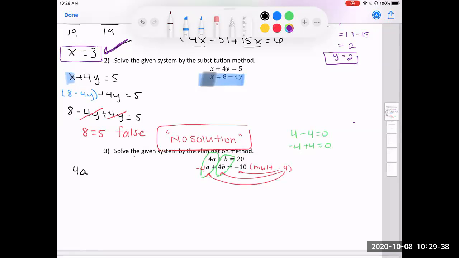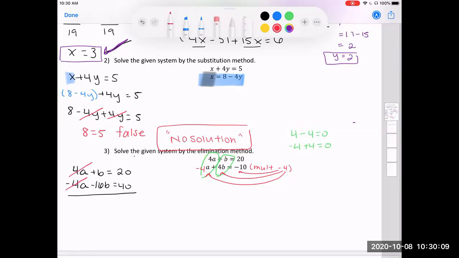Okay, so let's see what we have. We have 4A plus B is equal to 20. And then we multiply in that negative 4 so that I have negative 4A. Negative 4 times 4 gives me negative 16B. And negative 10 times negative 4 gives me 40. And notice how I work really slow. I always work really slow, especially for tests, because we don't want to make a silly mistake.